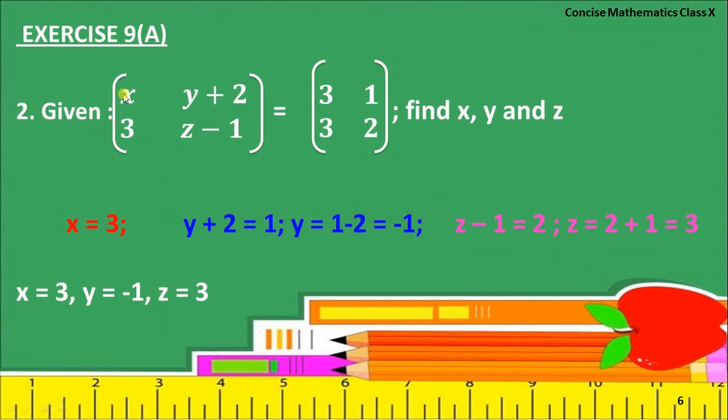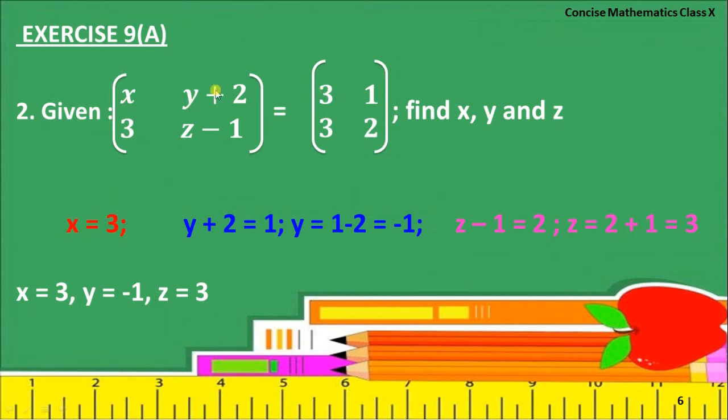This matrix is of the order 2 by 2. This matrix is also of the order 2 by 2. Let us equate the elements. The first element x is equal to 3. So we can say that the value of x is 3.